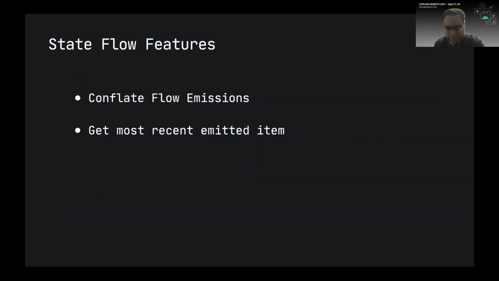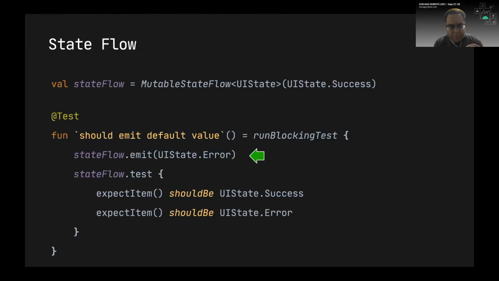The other thing about a state flow is that it has two features: the ability to conflate, and when you subscribe to it, you always get the most recent emission. So for example, if I were to have this test here where I have a default value of success and I emit an error, the most recent thing that I sent to this state flow was an error. And you'll see that this test is going to fail because when you call expect item, what you got from the flow was the most recent, which is an error.